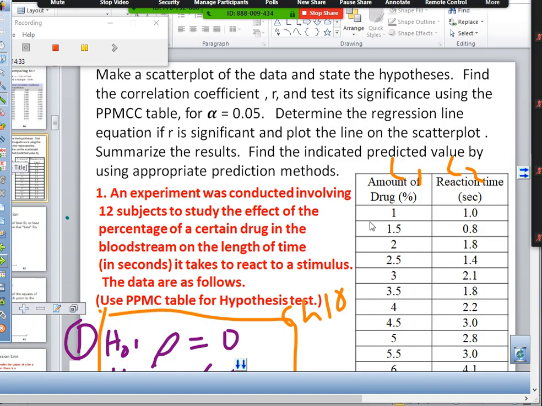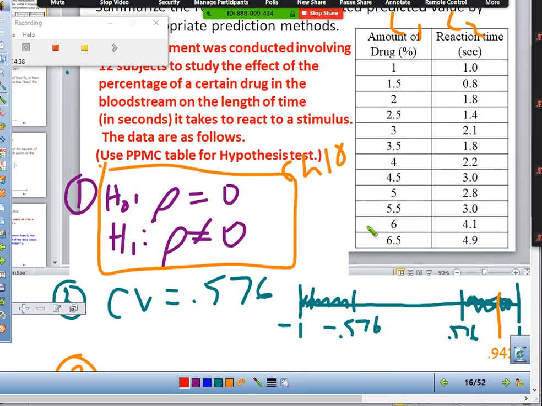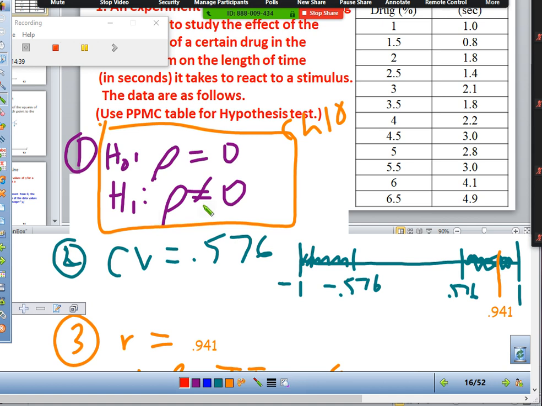And here we go. So step 1, H naught is rho is equal to 0. H1 is rho is not equal to 0. This is going to be true always for chapter 10. All of chapter 10, this is going to be the case. So that's what we're going to be using.